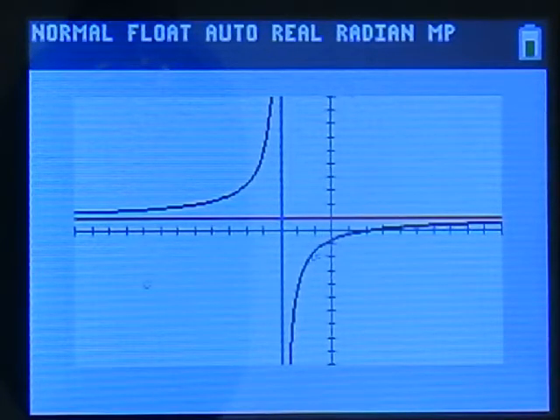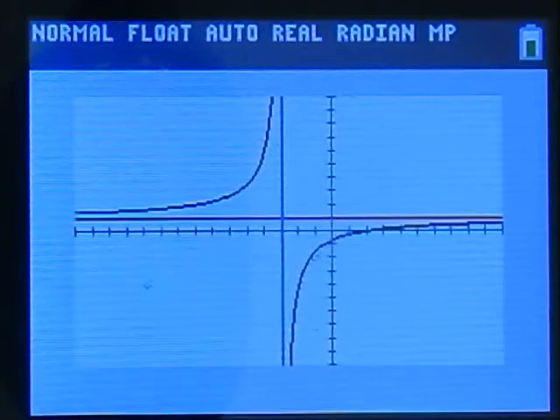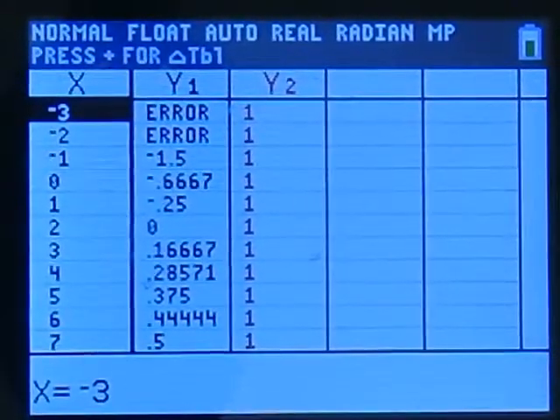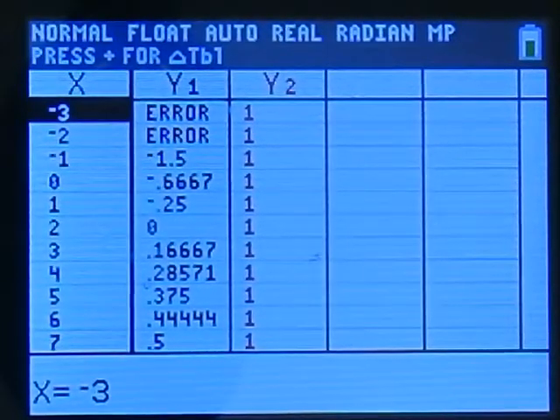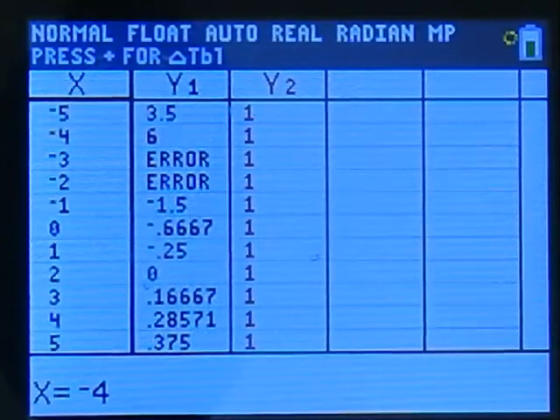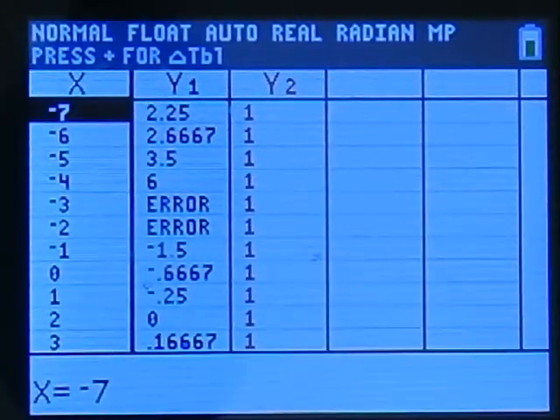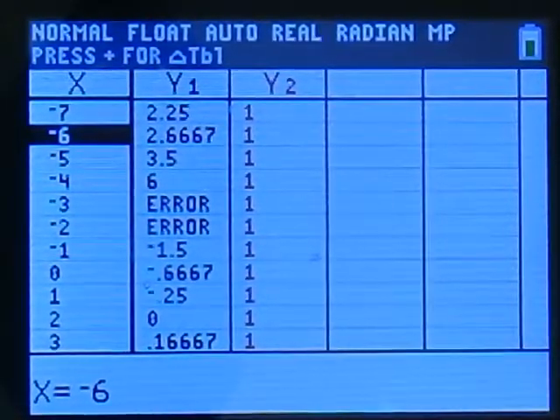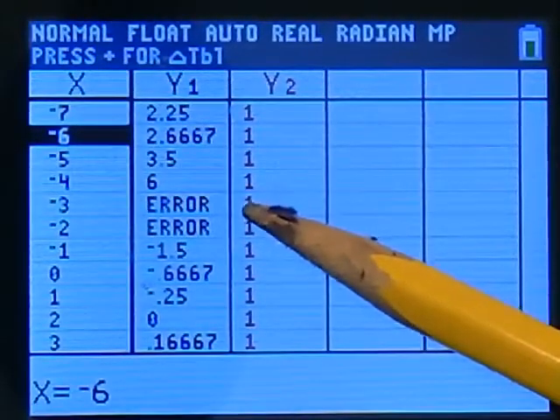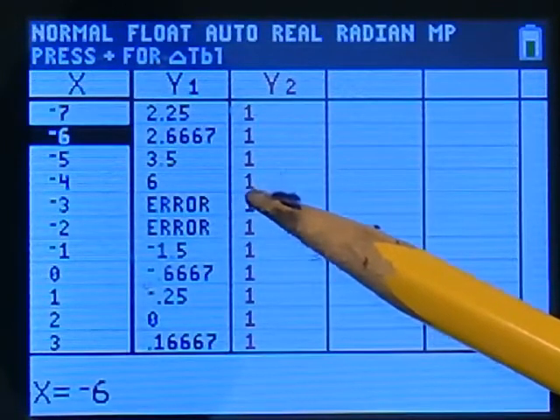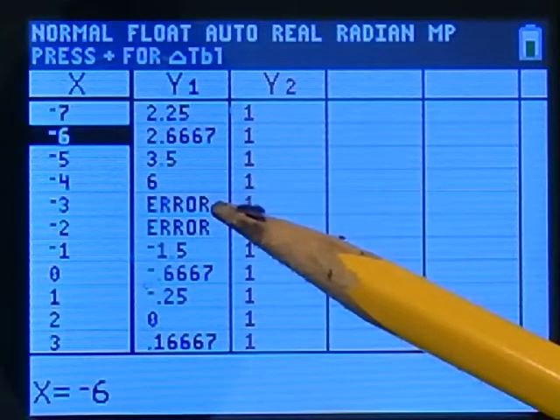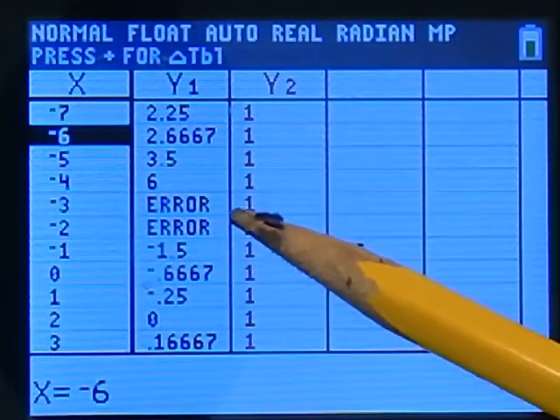Well, we can do that if we use table. So I'm going to hit second graph, which is the table button, and I end up with these guys here. Now you'll notice there's some errors showing up here, and that's because those are numbers that are not allowed. If you recall, the -3 was our asymptote, and the -2 was a hole. -3 was the asymptote, and -2 was the hole.